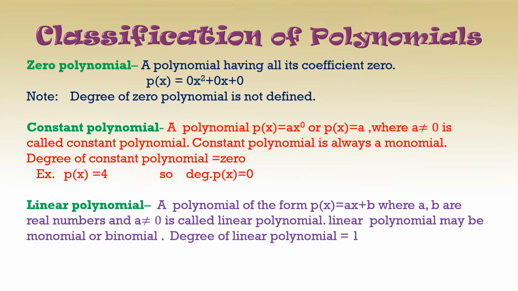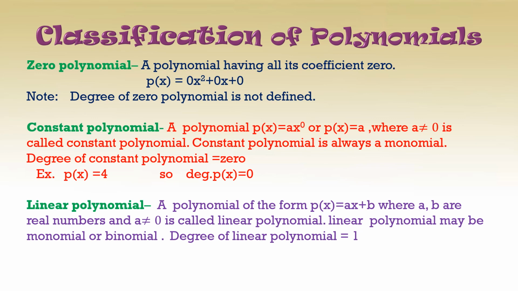Next is the linear polynomial. Now what do you mean by a linear polynomial? Linear, if you remember, is something which has some relation with 1. A polynomial of the form p of x is equal to ax plus b, where a and b are real numbers and a is not equal to 0, is called a linear polynomial. So this is the standard form of a linear polynomial, which is ax plus b.